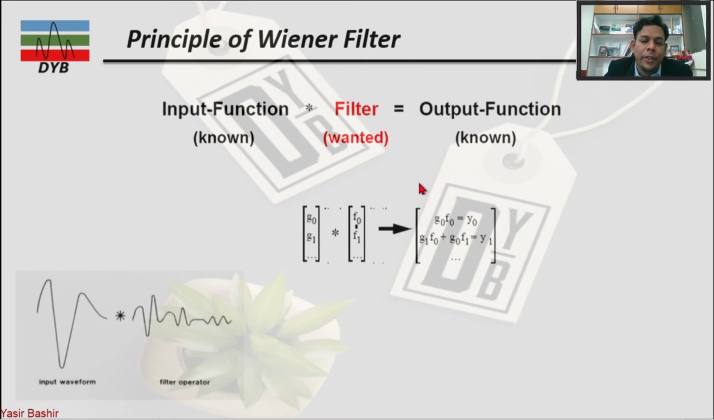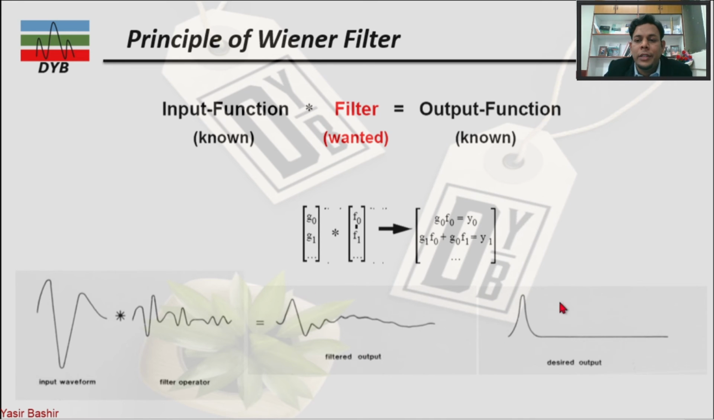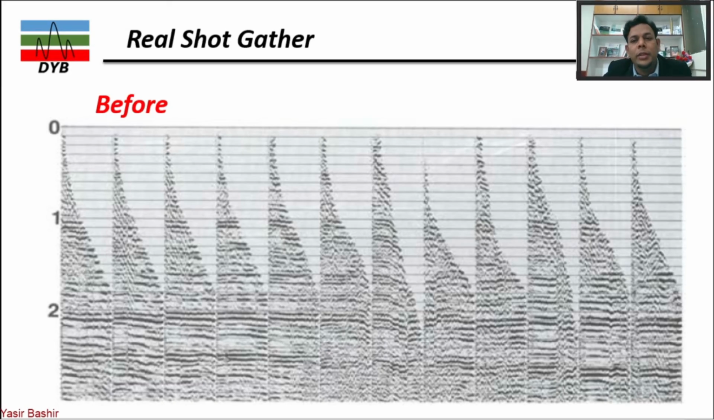So let's say in a graphical way, we have the input waveform and the filter operator, and so we get this output. But our desire is this one. So we need the zero offset, or a trace like this. We'll keep changing this filter operator until we get this desired output. So this is the function of the Wiener filter. There are some examples which I'm going to show, before deconvolution and after deconvolution.